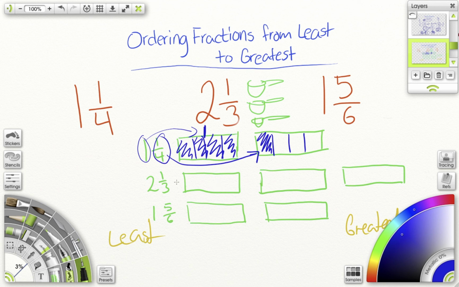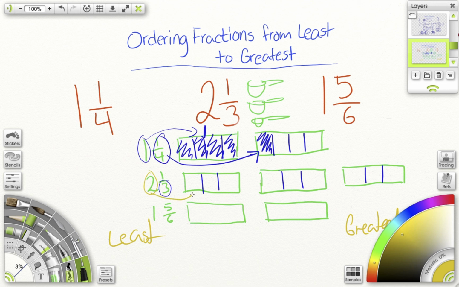Now for the 2. See how it's a 3 right here? I have to split each strip into 3 equal portions. Okay, so 1, 2, 3 equal portions for each strip. Now you see how we have a 2?